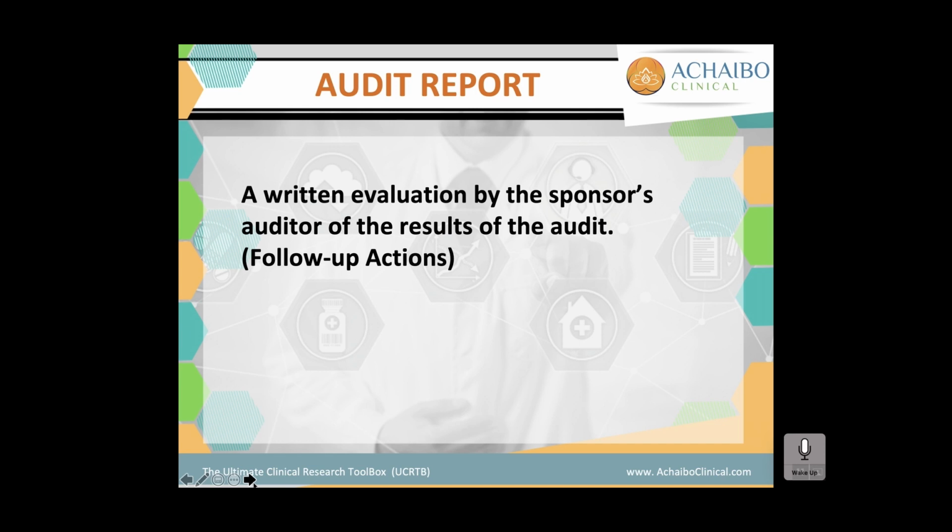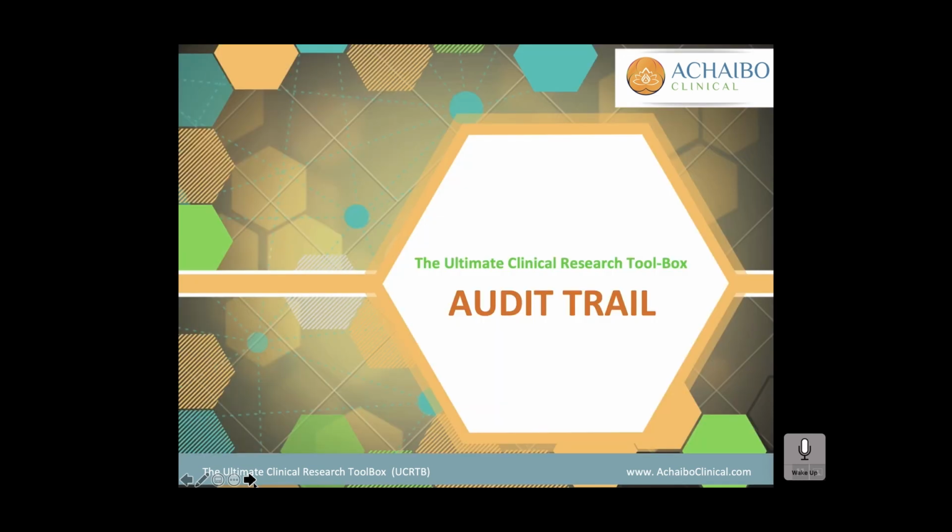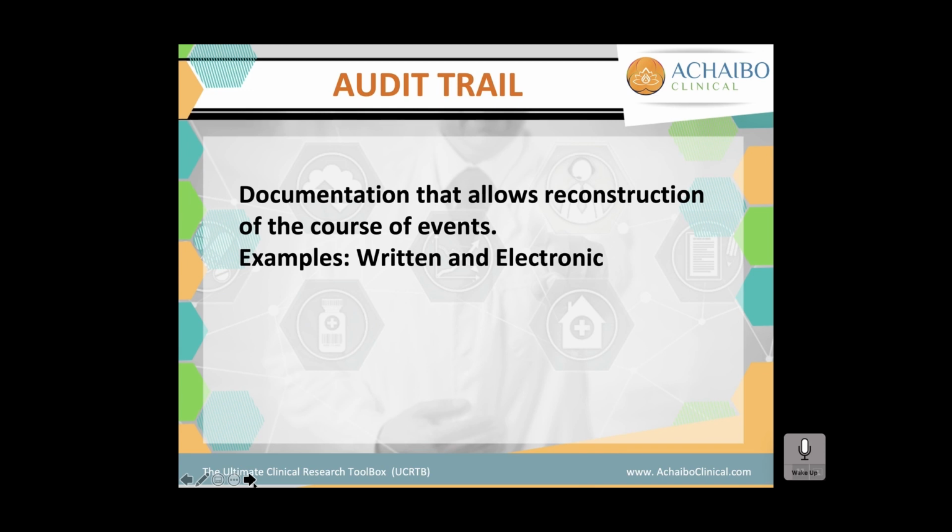Now, every audit is a whole different ballgame. I mean, it's an audit that comes with its own findings, its own report. So just look at it as the audit report is really there to give you a basis for the audit. This is what happened. These are the findings, and these are the things that you have to work on. So an audit trail in clinical trials is documentation that allows reconstruction of the course of events, and it's written and electronic. The audit trail happens in so many different ways.